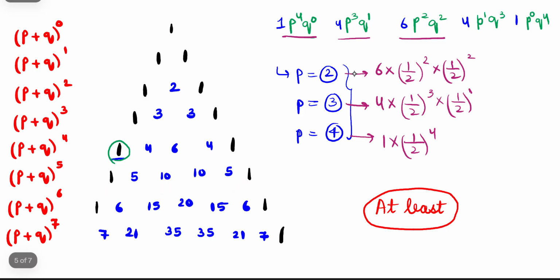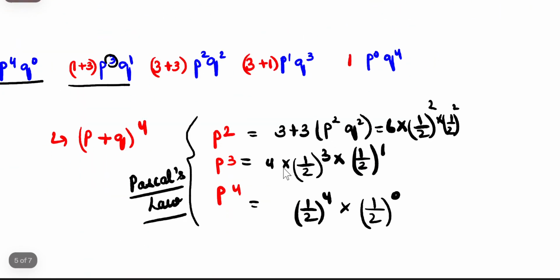So this is very important, and the numbers play a very significant role. You cannot avoid these numbers. So that is how we solve the questions using Pascal's law. These are the two important cases I told you.